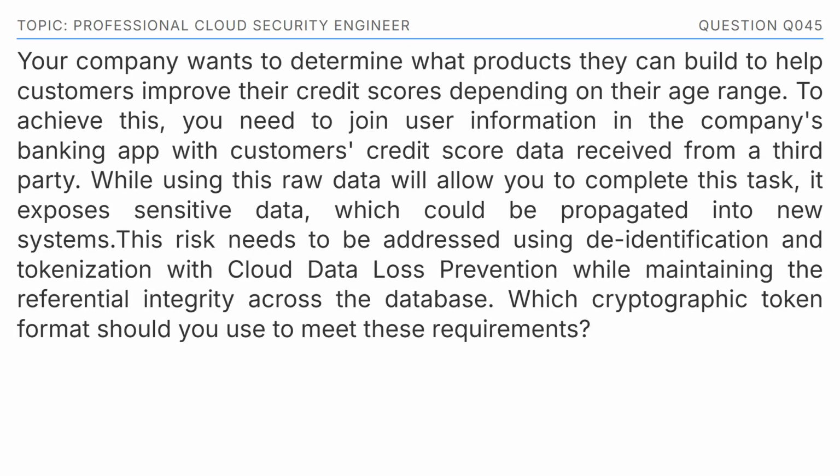Your company wants to determine what products they can build to help customers improve their credit scores depending on their age range. To achieve this, you need to join user information in the company's banking app with customers' credit score data received from a third party. While using this raw data will allow you to complete this task, it exposes sensitive data, which could be propagated into new systems. This risk needs to be addressed using de-identification and tokenization with cloud data loss prevention while maintaining the referential integrity across the database. Which cryptographic token format should you use to meet these requirements?